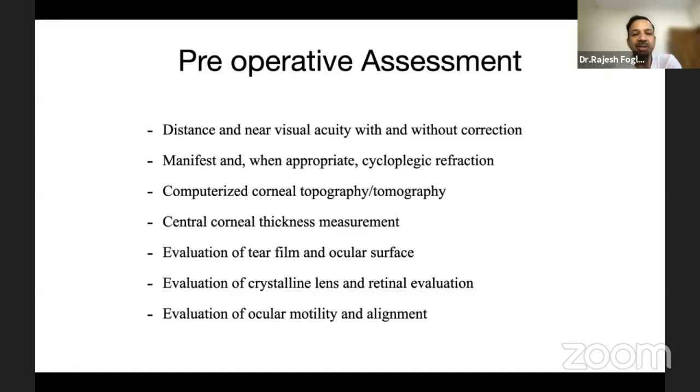Look at the central corneal thickness, its location in relation to the center, whether it is displaced inferiorly. You evaluate the tear film and the ocular surface. Also dilate the pupil, look at the crystalline lens and the retina, especially the periphery, to look out for breaks or any weak areas in the retina. Also assess the ocular motility and the alignment to look for any phorias which may be present.